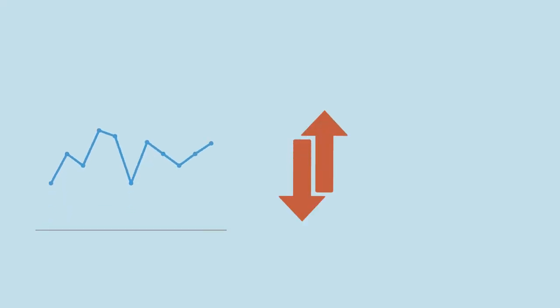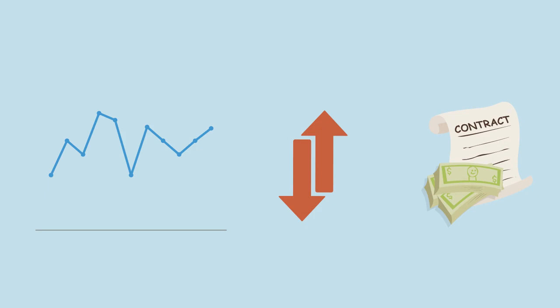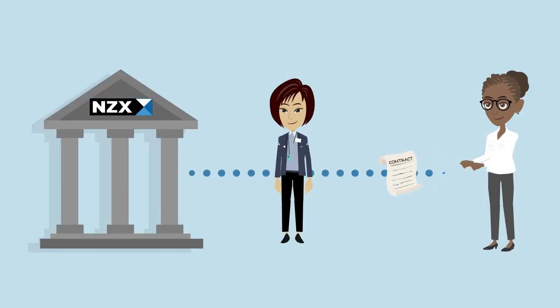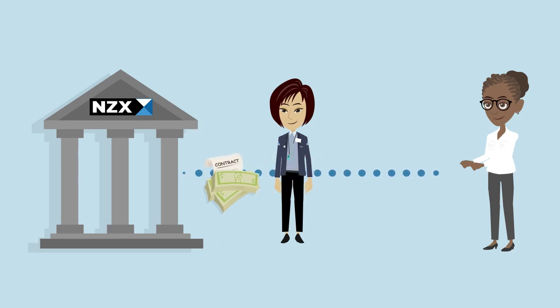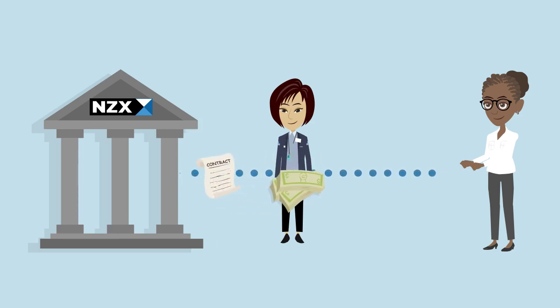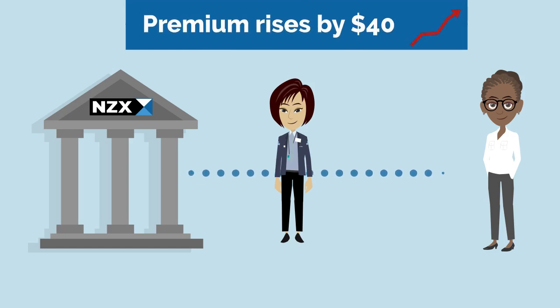Options margin is not fixed and is revalued daily based on changes in the premium of the options contract. For example, assume a trader has sold a call option receiving a premium of $100 per lot. The premium on that option rises by $40 to $140. The seller of the call option will need to provide more collateral into their broker account.